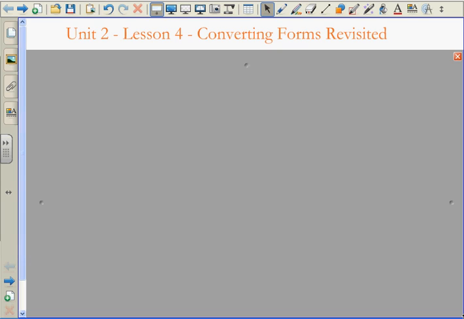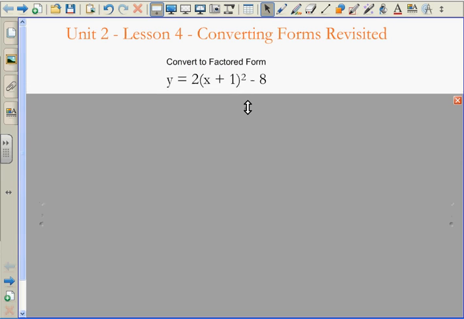Hey guys, I wanted to come back to some converting forms stuff. That's why it's called Lesson 4, Converting Forms Revisited. Specifically this problem, which I didn't ask you to do before. What we did on Friday, if you remember the quiz, was standard form to factored form. We were using our tables to figure out how to get from ax squared plus bx plus c to factored form. But I want us to be able to go from vertex form to factored form also.